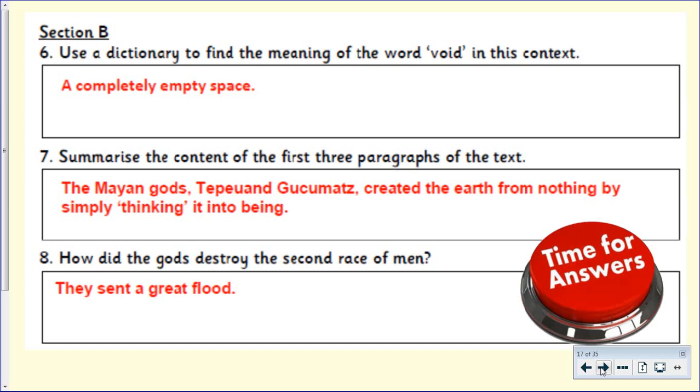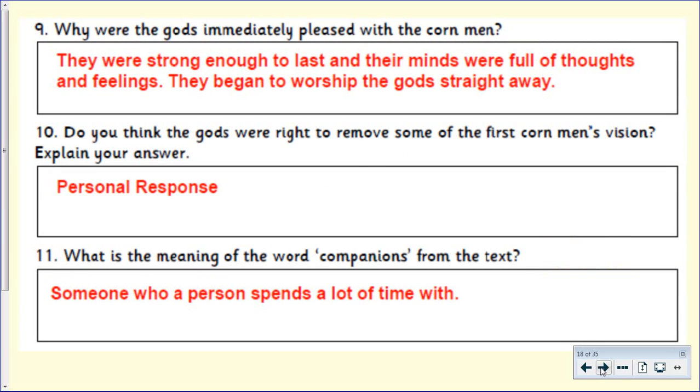How did they destroy the second race of men? They sent that great flood. Why were the gods immediately pleased with the corn men? Because they were strong enough to last and their minds were full of thoughts and feelings. They began to worship the gods straight away.